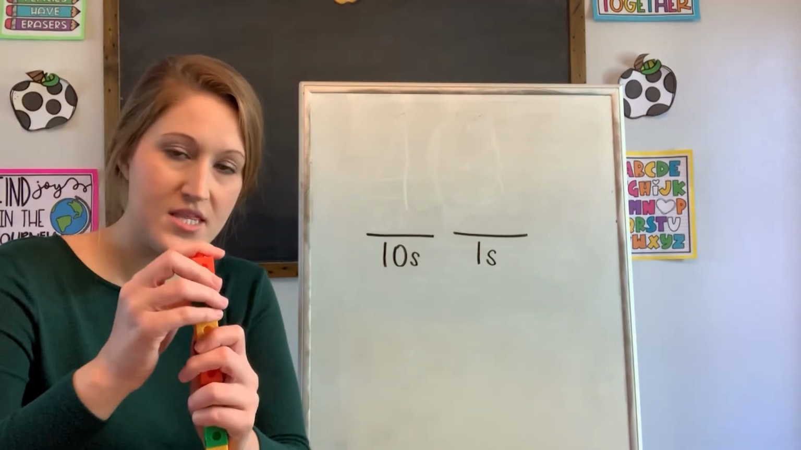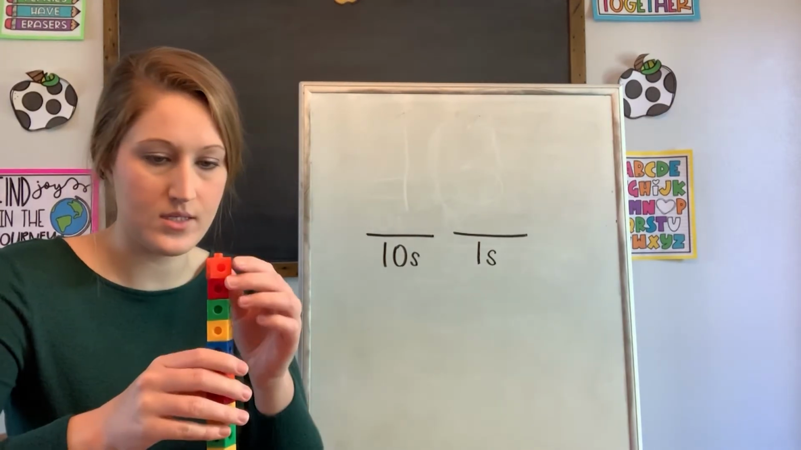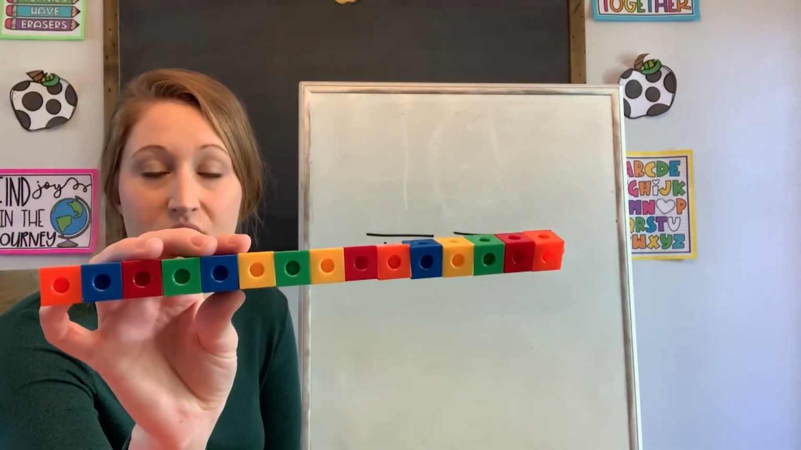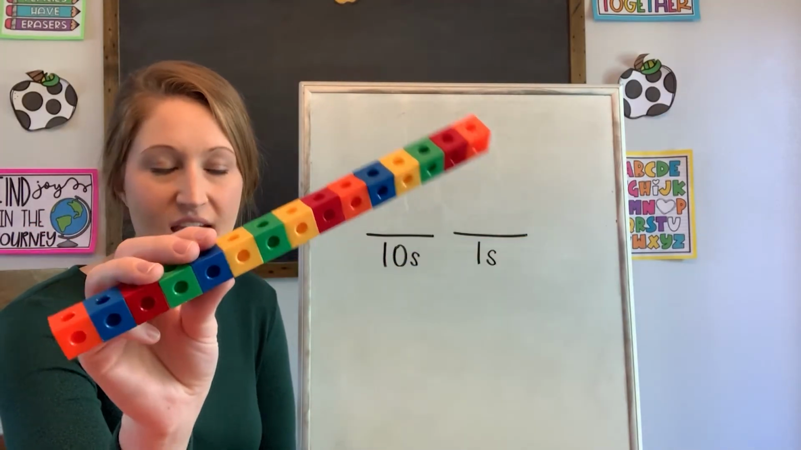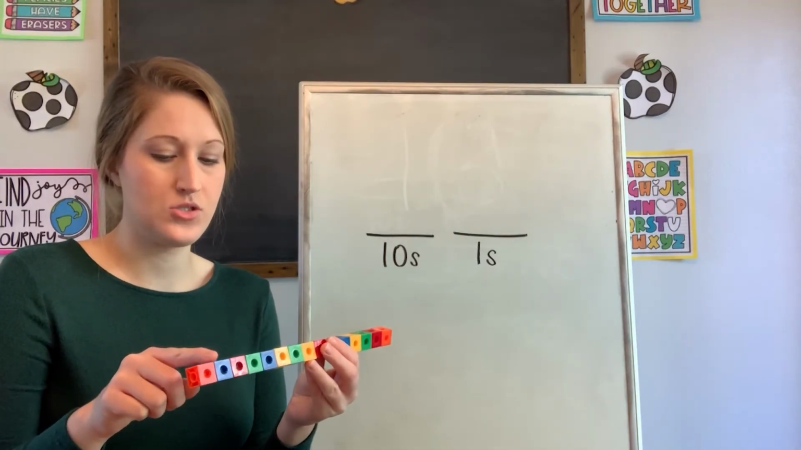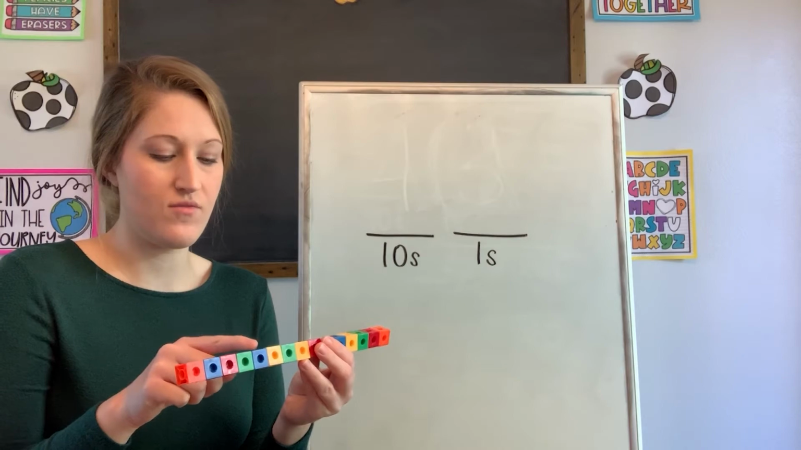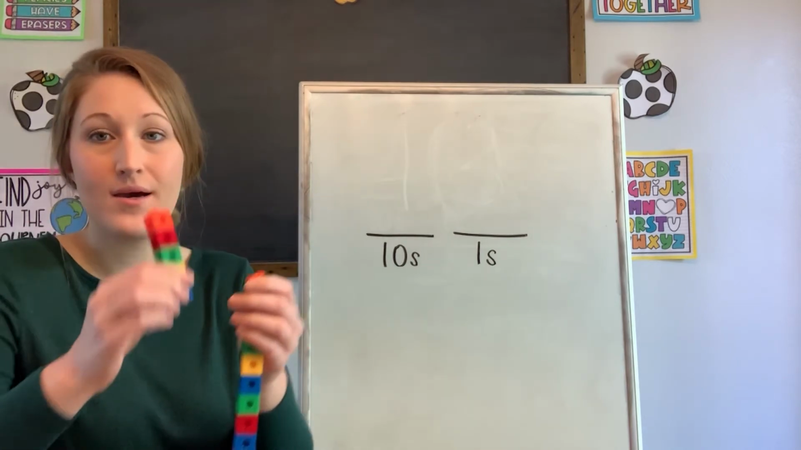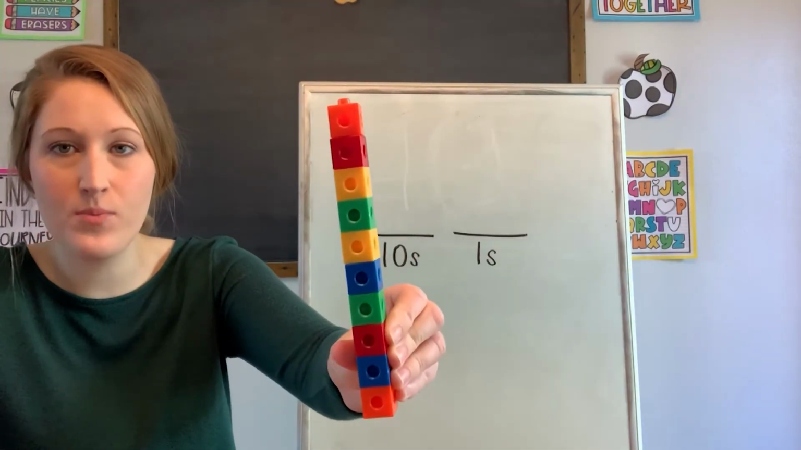I have this long stick. All right, so our first step is to figure out how many groups of 10 we have. So let's count. 1, 2, 3, 4, 5, 6, 7, 8, 9, 10. Boop, and I'm gonna break it off. I have a group of 10.